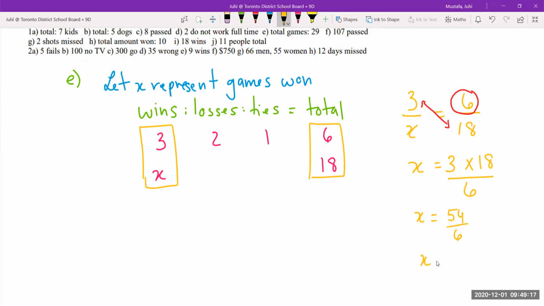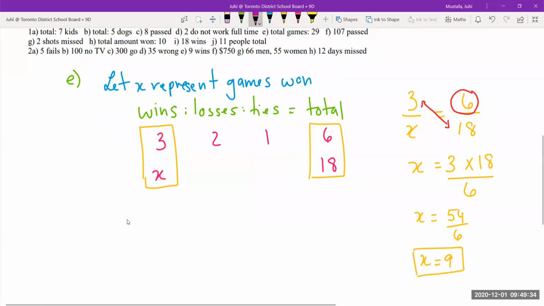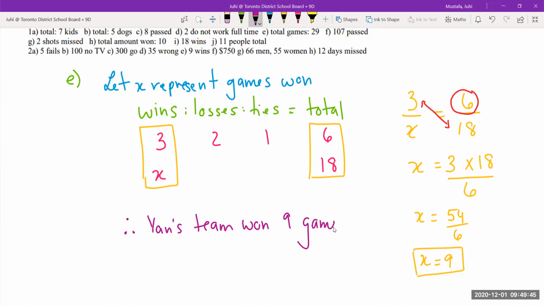54 divided by 6, which is 9. Can anyone confirm that they also got the same answer? Good. So now we need a therefore statement that is going to answer our question. And our question was, how many games did they win? So you're going to write the little 3 dots, which mean therefore, Yan's team won 9 games.